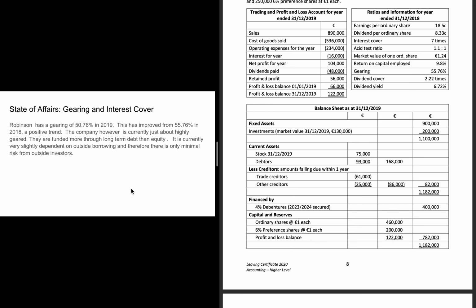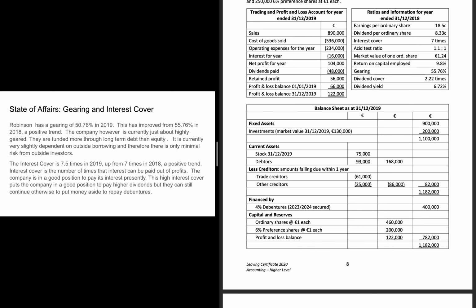So it's slightly dependent. There's no real risk, there's only minimal risk because it's sort of neutral gearing. So you don't want to put in that there's risk when there isn't really. So you just have to tinker around with the language that you use. Interest cover is high, 7.5 times. It's up from 7 times, which is a positive trend.